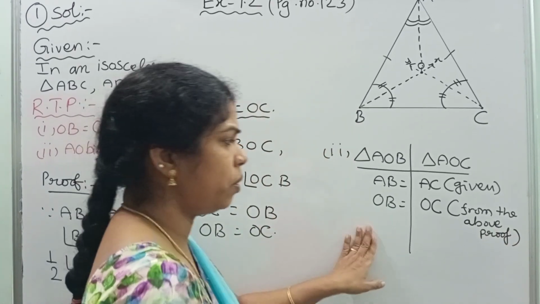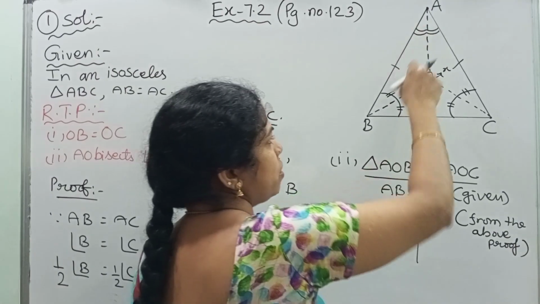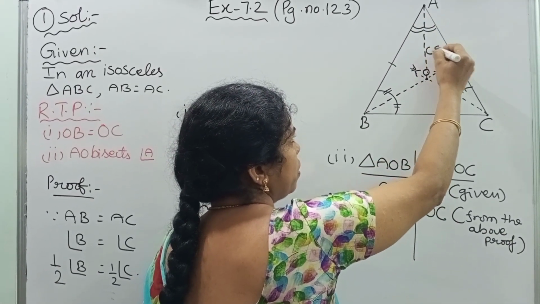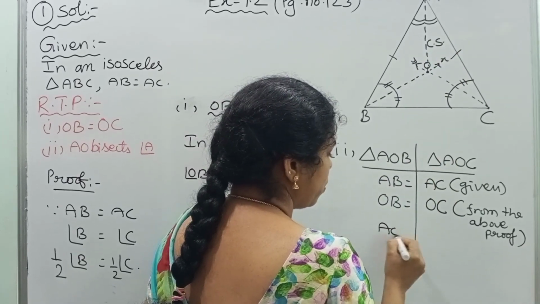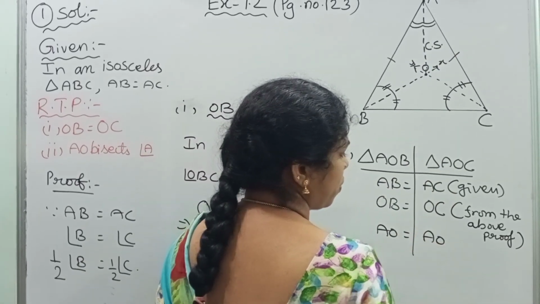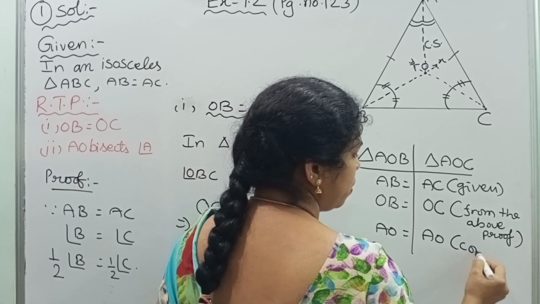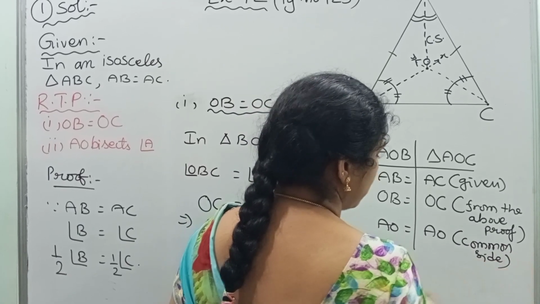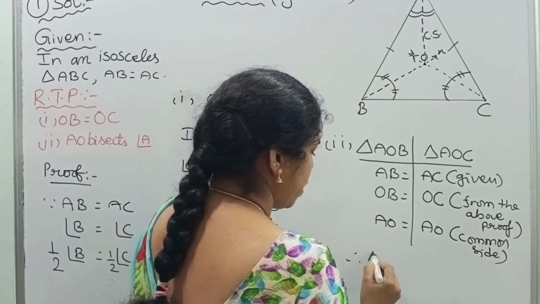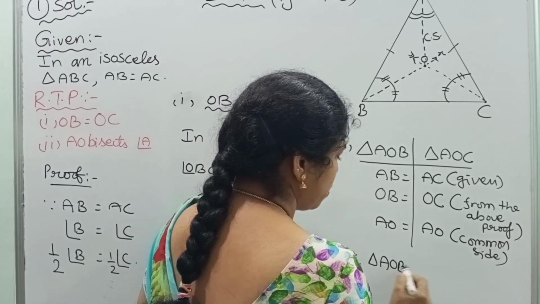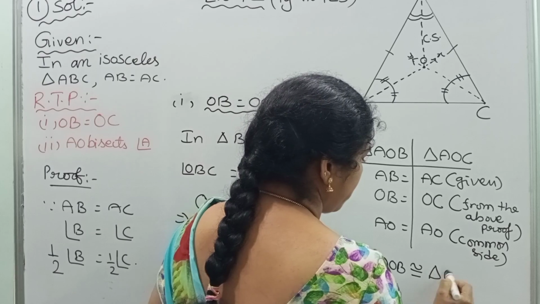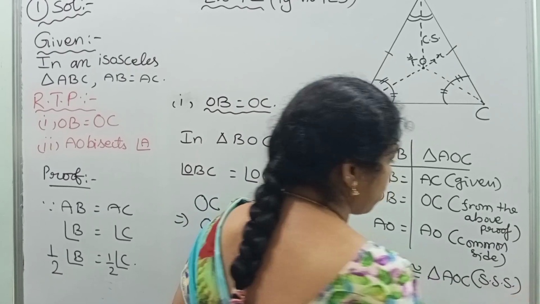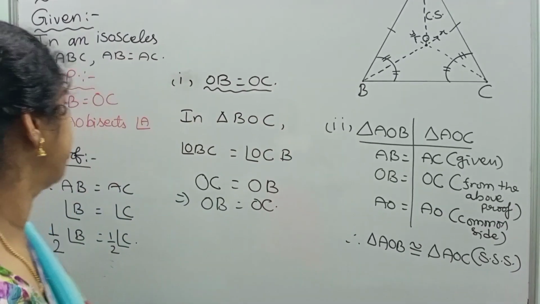Third point we need to recognize. In this triangle, if we observe, AO is common side for both the triangles. So AO is equal to AO, common side. So therefore, triangle AOB is congruent to triangle AOC by SSS congruency, triple S congruency.